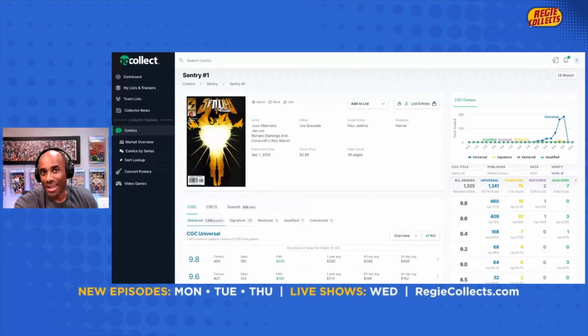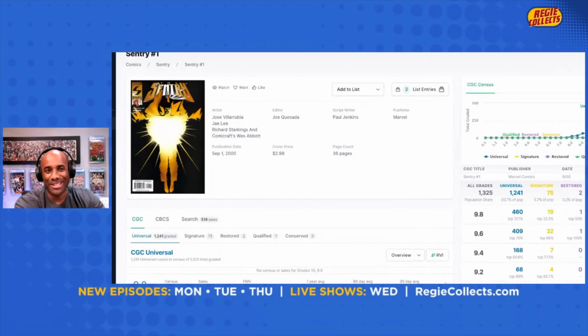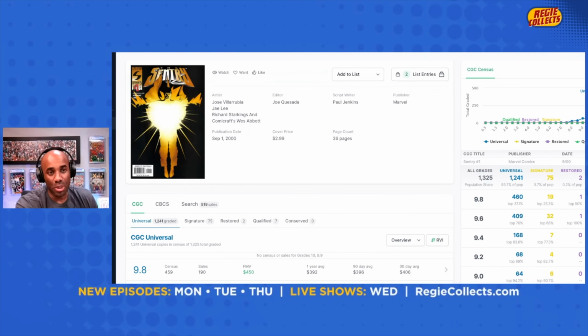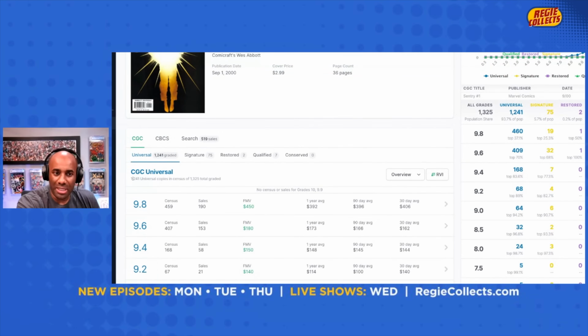I love the Century, and I recently read a bunch of Century stuff just because I had a hankering to revisit it. And so this book came out in 2000. I have a couple of 9.8s of this myself that were from my original collection and also from a collection that I acquired. A couple of really awesome books. And you know, a 9.8 of a black cover is not an easy thing, but we see a much, much smaller census count here. We only see a total of 1,241 universal books out there.